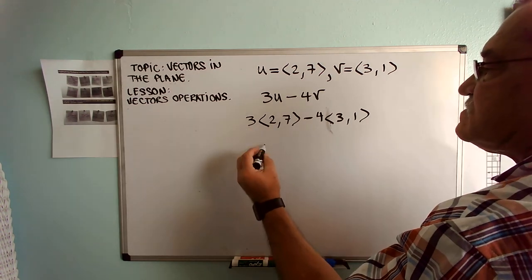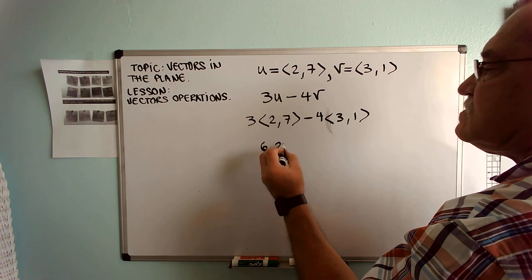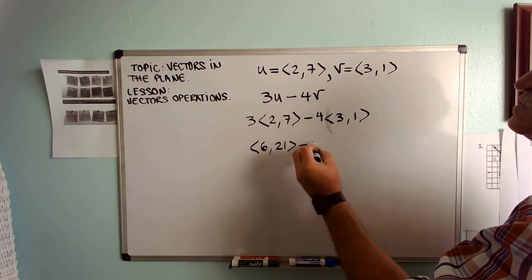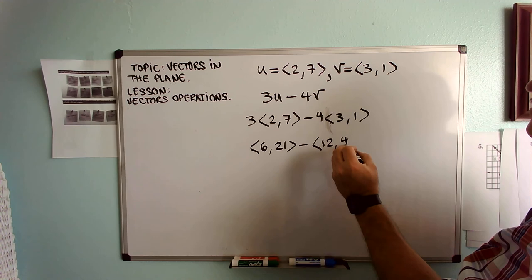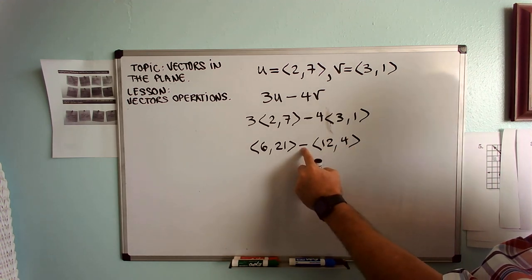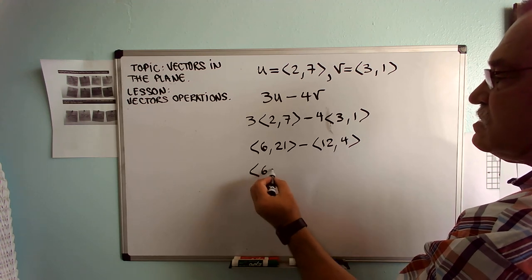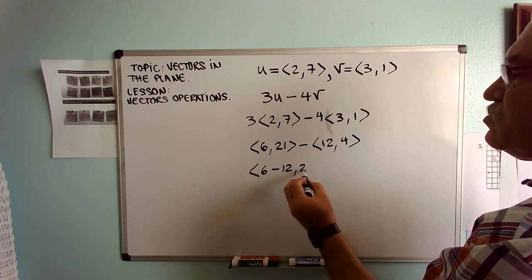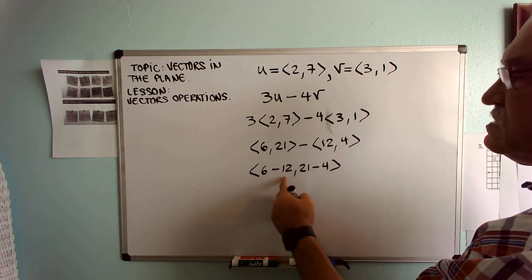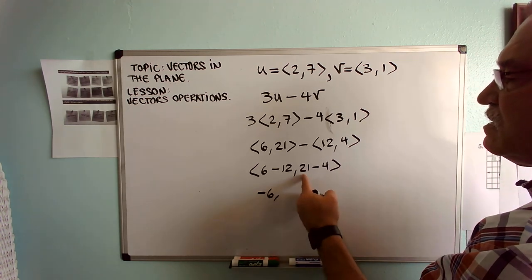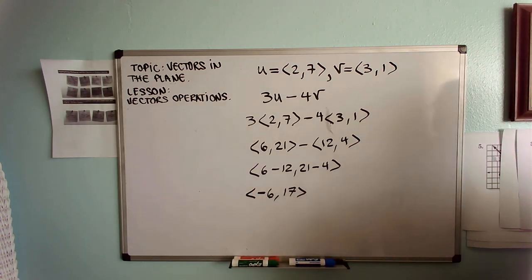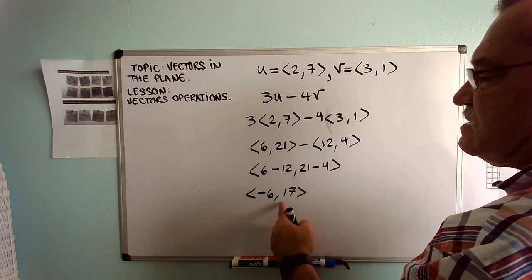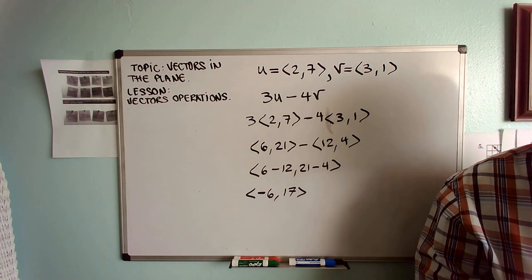So 3 times 2 is 6, 3 times 7 is 21, minus 4 times 3 is 12, and 4 times 1 is 4. Now we are going to perform the subtraction: 6 minus 12, 21 minus 4. 6 minus 12 is negative 6. 21 minus 4 is 17. So the answer for that question is the resultant vector negative 6, 17. Thank you for your attention.